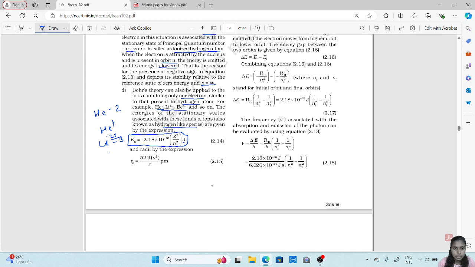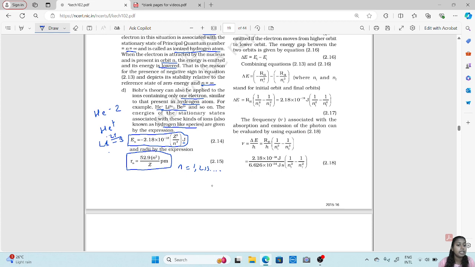J is the unit, it is joules. So this is how you can calculate the energy levels, all the stationary state energy levels associated with it. Now, how will you calculate the radius? It is calculated by this formula, where Rn is the radius, and n can be 1, 2, 3, and so on. So Rn is equal to 52.9 n square upon Z.